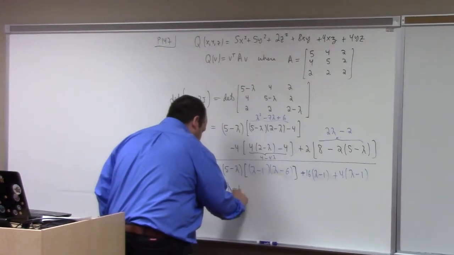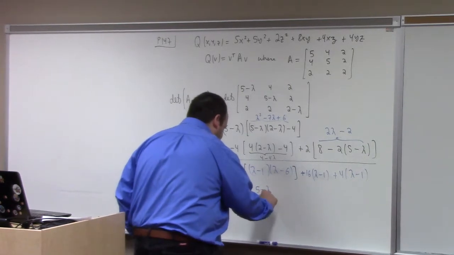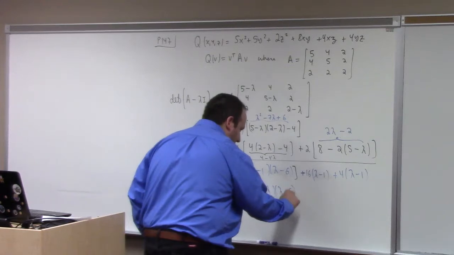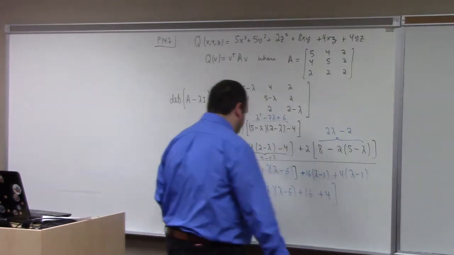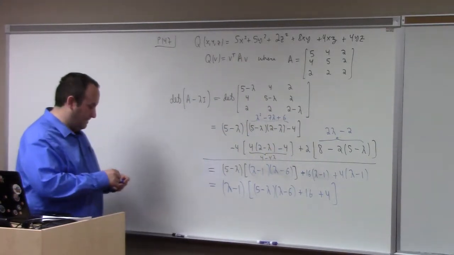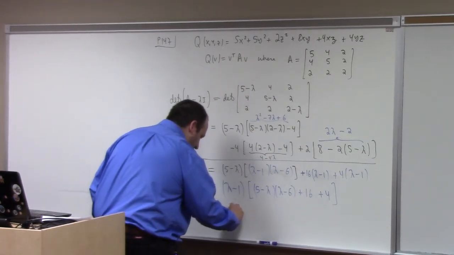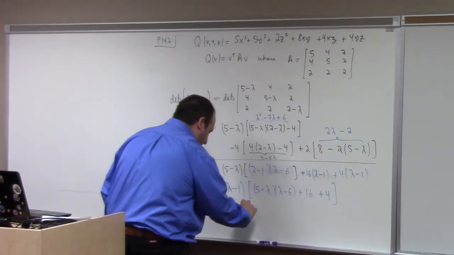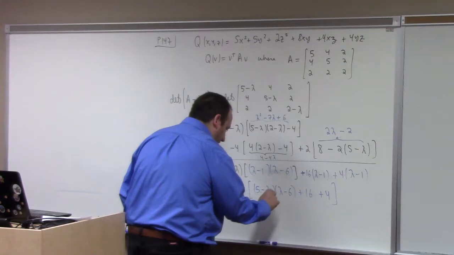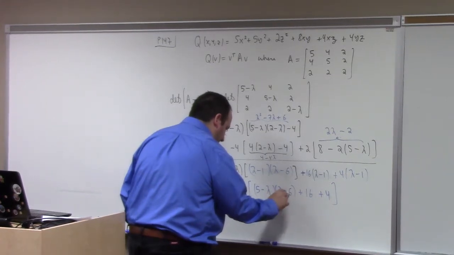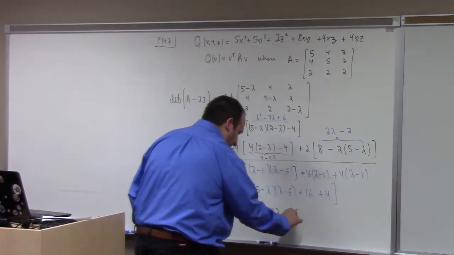But on the other hand, there is computation, right? So anyway, there's lambda minus 1. And so we got (5 minus lambda) times (lambda minus 6), plus 16 plus 4, if I haven't made a mistake. All right, so that gives me lambda minus 1 times what? You got minus lambda squared. How many lambdas do we got? Plus 6, plus 5, plus 11 lambdas, minus 30, plus 20.